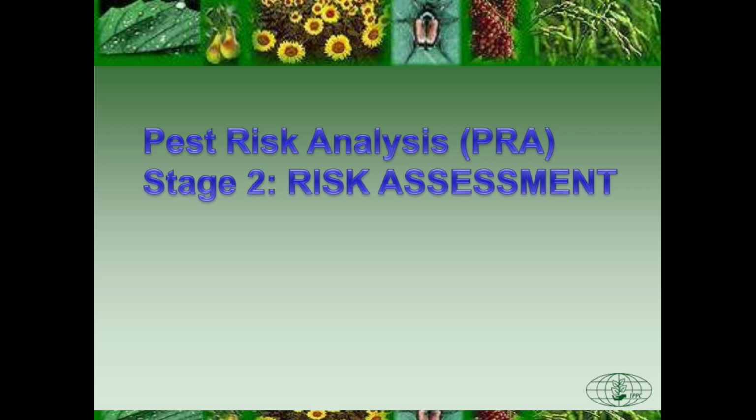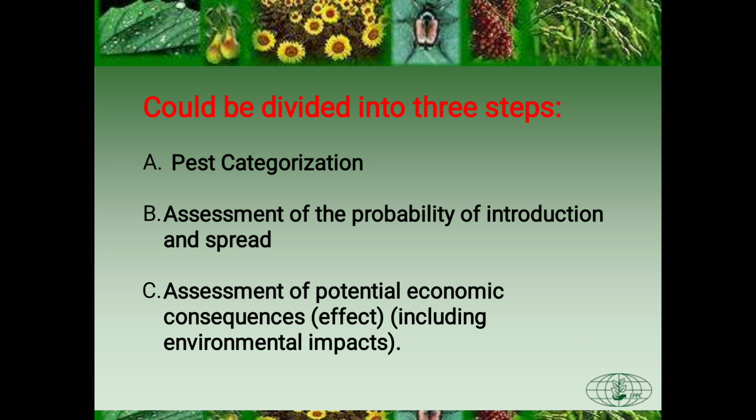Then next we discuss the second stage, that is risk assessment. After initiation, the second stage is risk assessment. So how do we have to do the risk assessment here? The risk assessment is categorized into 3 steps. The first step is pest categorization, the second is assessment of the probability of introduction and spread. That is, after categorization of the pest, we have to assess whether the pest is able to spread. And the last one is the assessment of potential economic consequences.